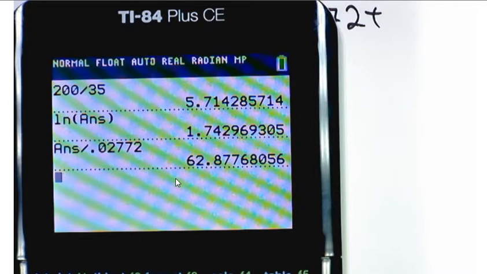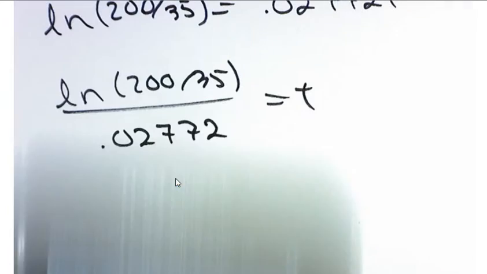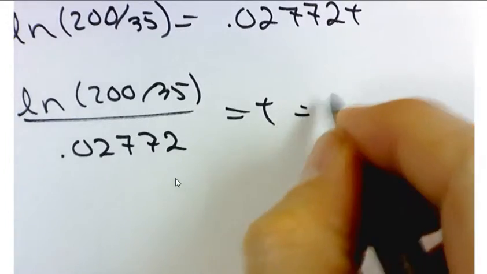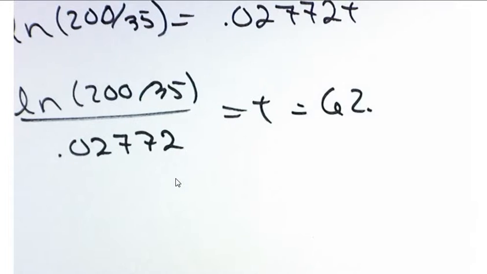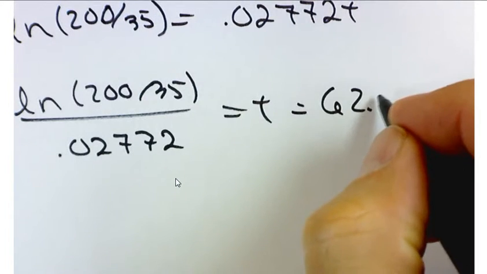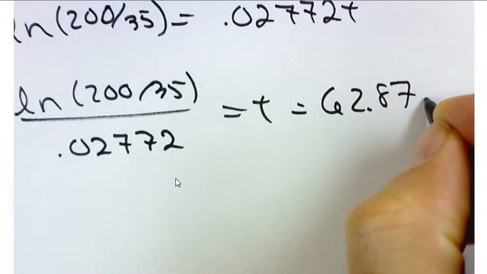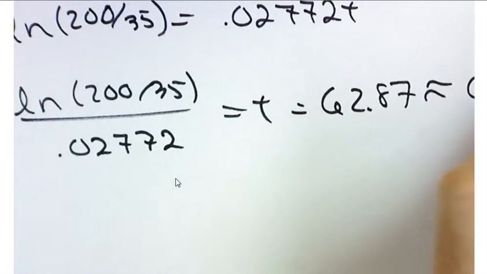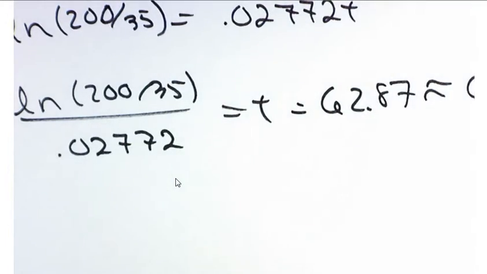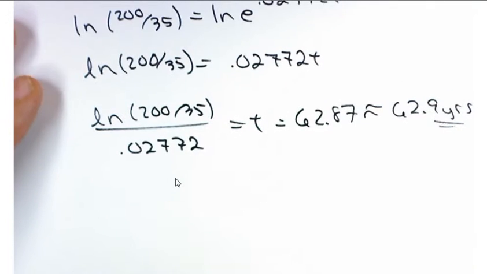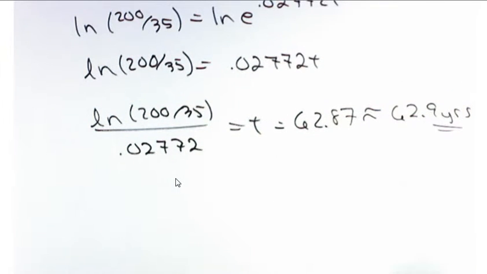62.87, call it about 62.9 years. I don't think this would be that accurate that we could round anything more. We should probably round to the nearest year. How are we looking on that one? Okay. Let's see.